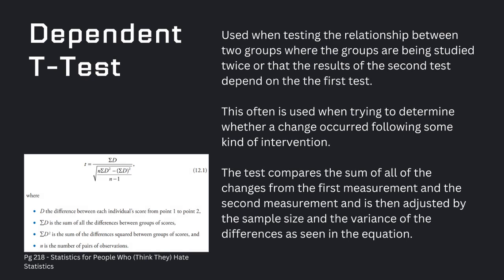A dependent t-test is used when you're testing a relationship where the groups have an influence over each other. Often, this means that the same group is tested twice, once before an experiment and then again after the experiment, and the result is used to indicate if the action from the experiment had an effect. Calculating a value for a dependent t-test uses the sum of all of the changes from the first measurement to the second measurement, and then adjusts that value based on the degrees of freedom and the variances of the differences.